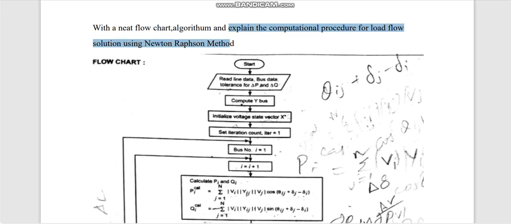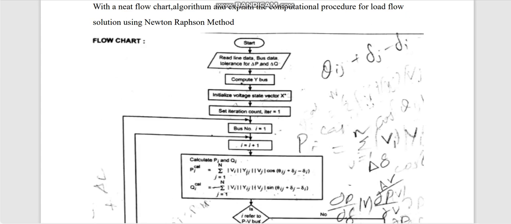Explain the computational procedure for load flow studies in Newton-Raphson method. We have two methods, Gauss-Seidel method and Newton-Raphson method. In this question, they ask about the Newton-Raphson method. You should draw the flow chart. We are already familiar with this flow chart.